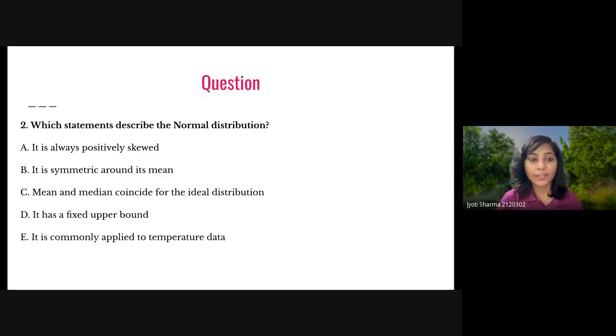Now I'm coming to the next question. You need to tell me about the normal distribution. Which statements describe the normal distribution? It is always positively skewed. It is symmetrical around its mean. Mean and median coincide for the ideal distribution. It has a fixed upper bound. It is commonly applied to temperature data. This is MSQ. You need to select multiple select question.